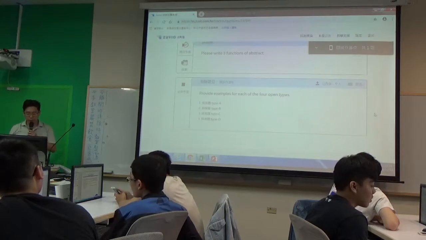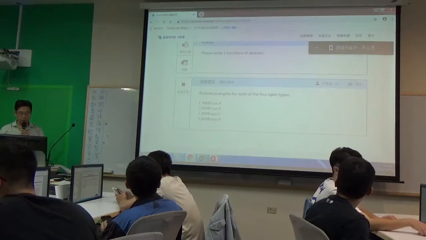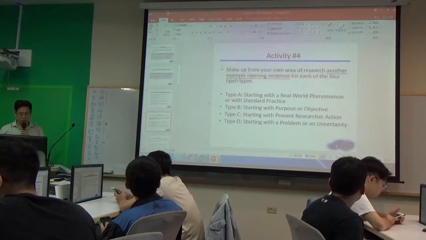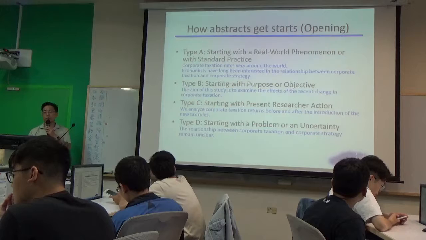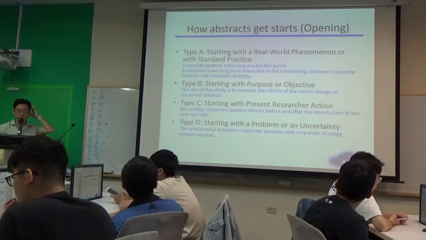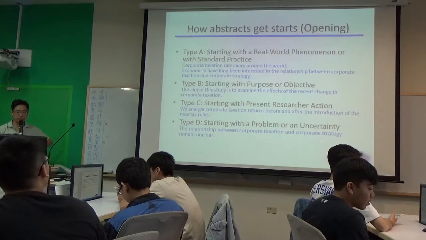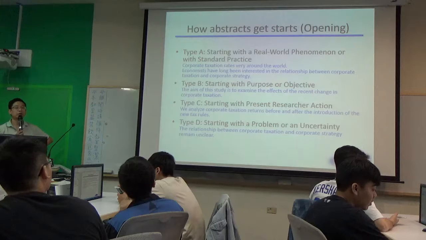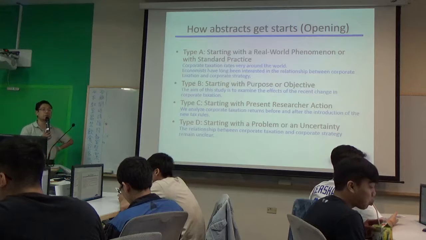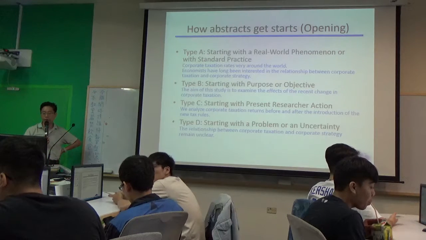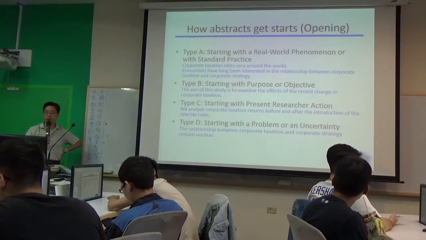You provide examples for each of the four opening types. Type A starts with a real-world phenomenon or standard practice. Type B starts with a purpose or objective. For each group, the only thing you need to do is write one sentence for each type. Type C is presenting an action, a researcher action.